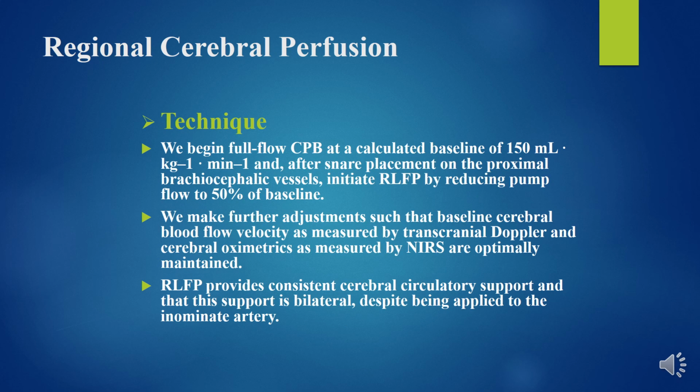For regional cerebral perfusion, we begin cardiopulmonary bypass at a calculated baseline of 150 mL per kg, with further adjustment at the baseline cerebral blood flow. RLLP provides consistent cerebral circulatory support, and that support is bilateral despite being applied to the innominate artery.